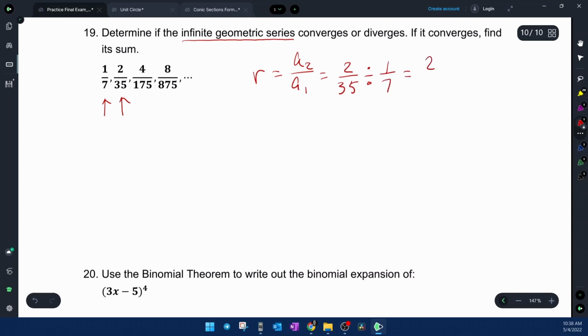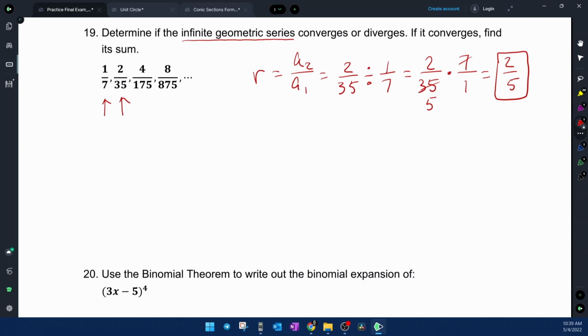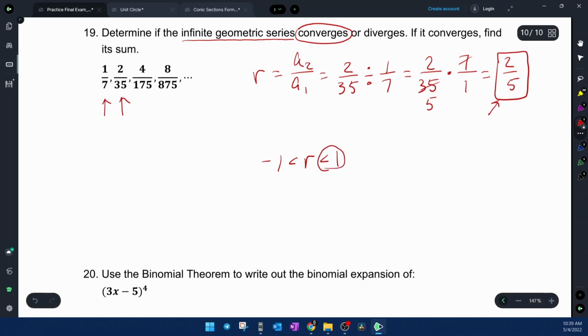Doing a little keep change flip. That's going to give me 2/35 times 7 over 1. And then if I simplify before I multiply, I can see that the value for r, the common ratio, is 2/5. Now, remember, for this series to converge, the value of r has to be between negative 1 and 1. And 2/5 is definitely less than 1 and bigger than negative 1, so the series converges.